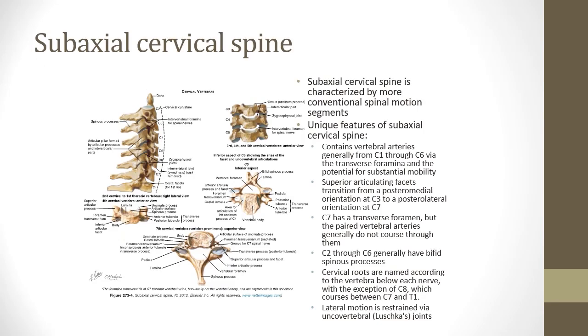The remainder of the cervical spine is characterized by more conventional spinal motion segments. Notable features of this portion of the spine include encasement of the vertebral arteries, generally from C1 through C6, in the transverse foramen. In contrast to the remainder of the spinal nerves and other spinal segments, cervical roots are named according to the vertebra below each nerve, with the exception of C8, which courses between C7 and T1.